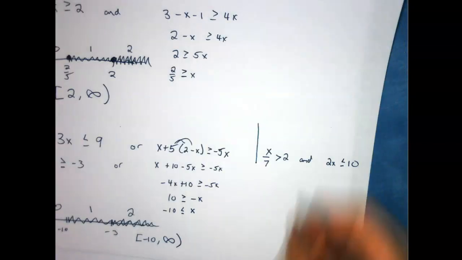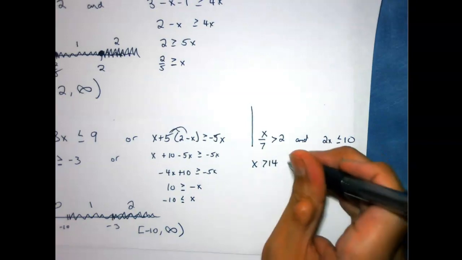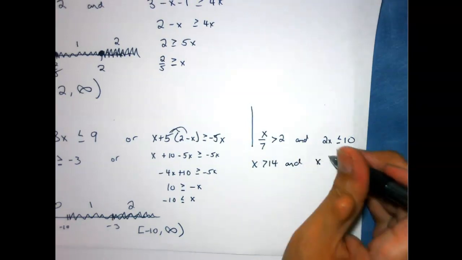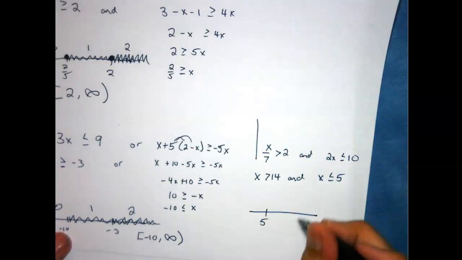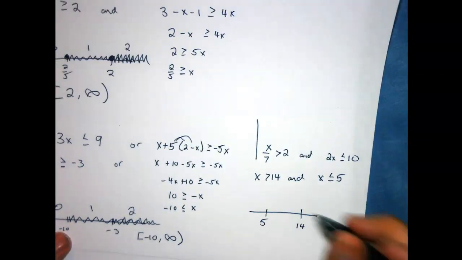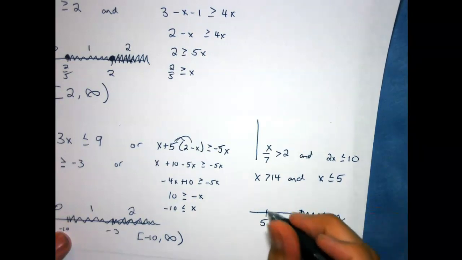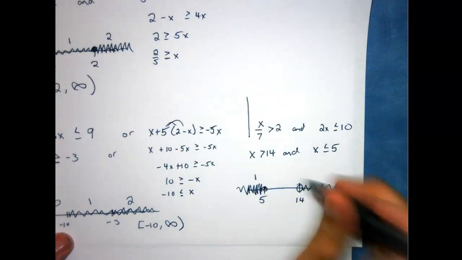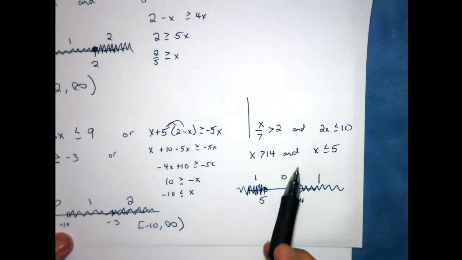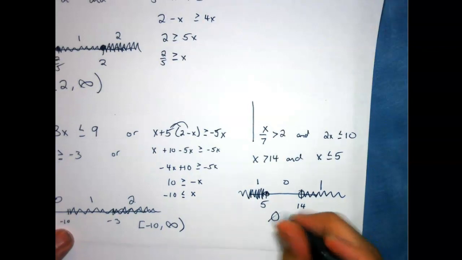Okay, and this last one here, multiply both sides by 7. Divide by 2. 5, 14. Okay, so x is greater than 14, less than or equal to 5. Okay, let's do our method. There's 1, 0, 1. It is an and statement. There's nowhere where they both cross. No solution.